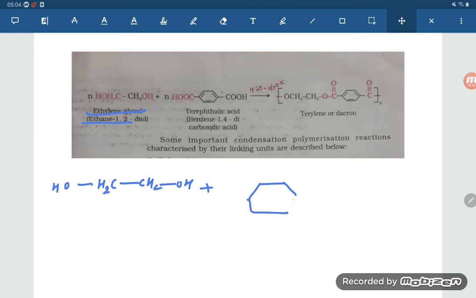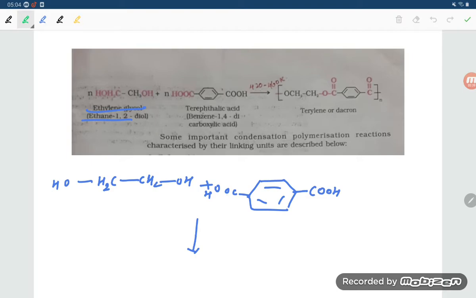The benzene dicarboxylic acid is known as terephthalic acid, with COOH groups, right, students? So what will be happening here? It is going to lose a water molecule. How will the loss of the water molecule take place?